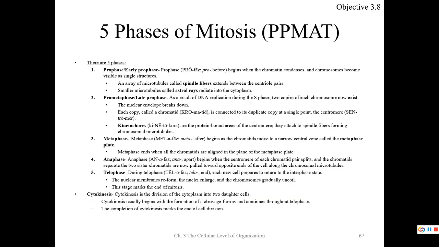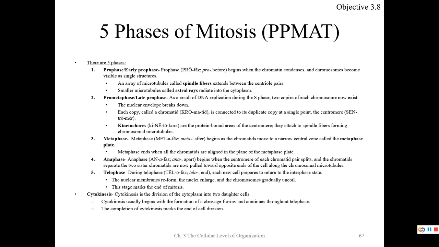Now, one of the things I will test you guys on is what happens during mitosis. What we're going to do is start with prophase, sometimes called early prophase, and late prophase, prometaphase. There's prophase, the phase that begins before. It begins with chromatin condensing and chromosomes being visible. Your spindle fibers will be visible. The astral rays are visible and radiating.